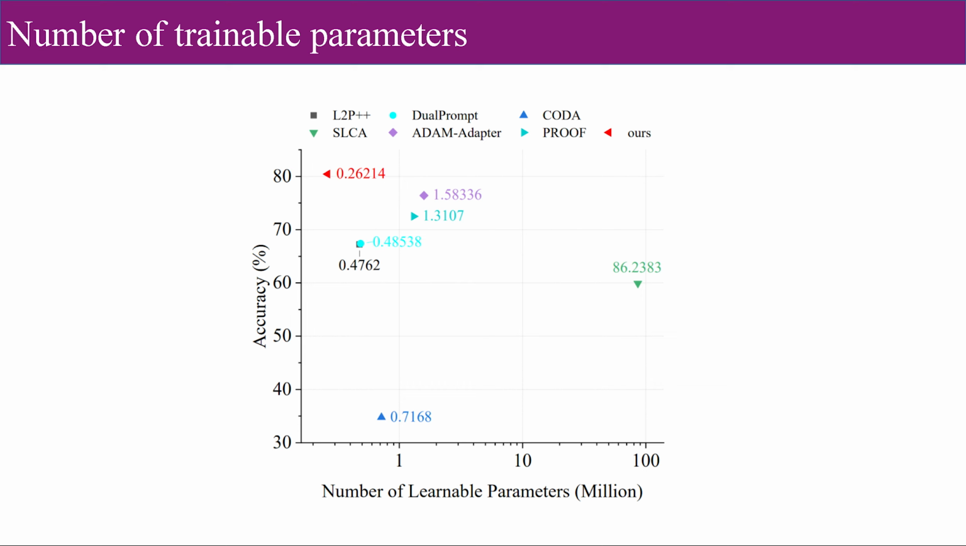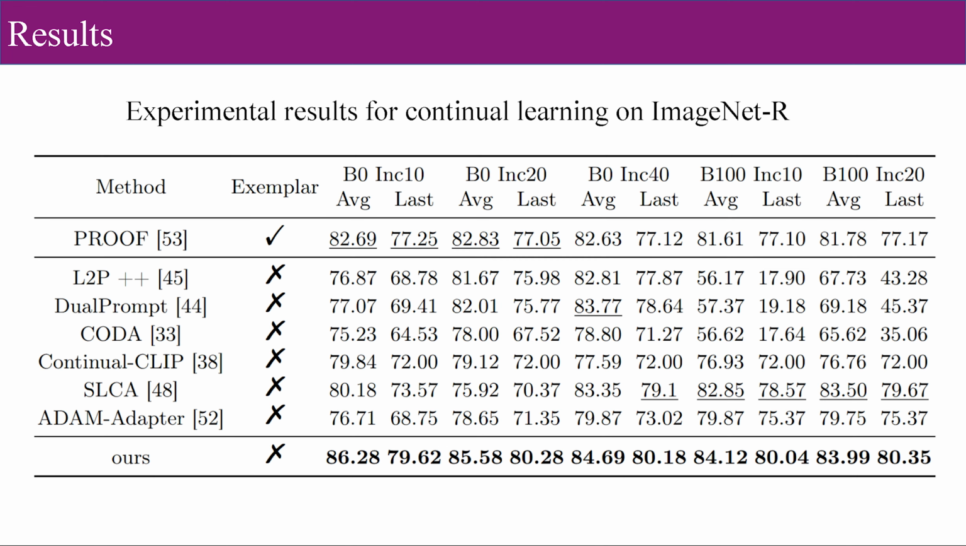The chart illustrates the relationship between the number of trainable parameters and the final accuracy on ImageNet 100. Our method requires only a single trainable linear layer while achieving state-of-the-art performance. As shown in the table, our method achieves the best results compared to both general pre-trained model-based methods and the method specifically designed for the CLIP model.